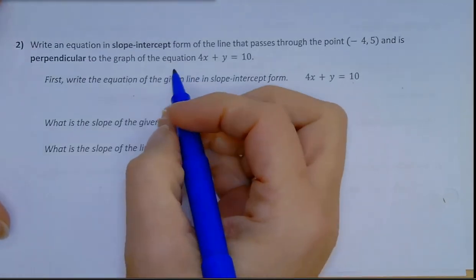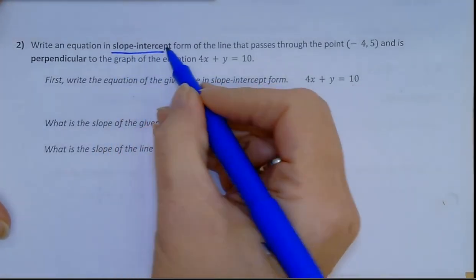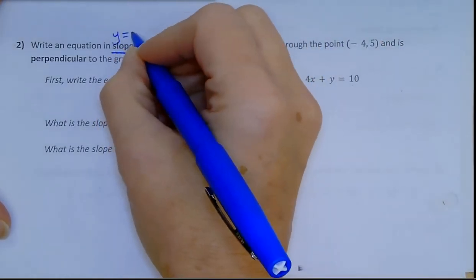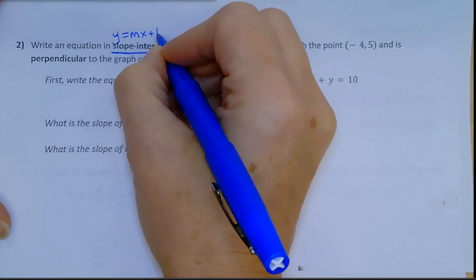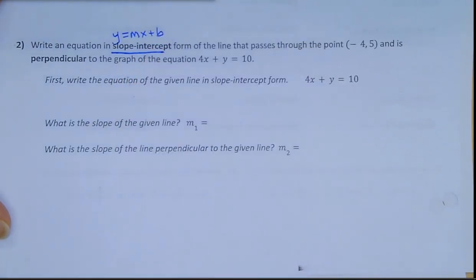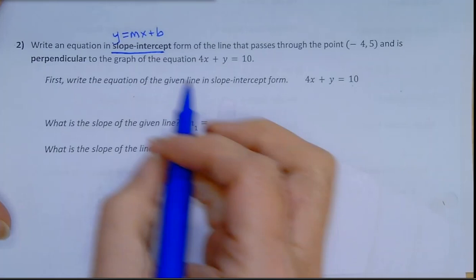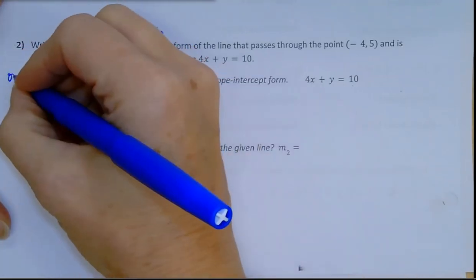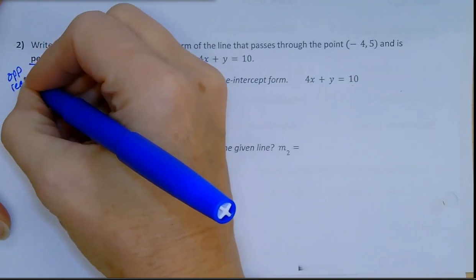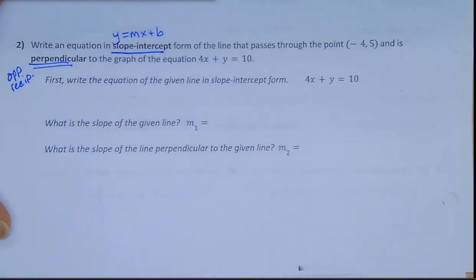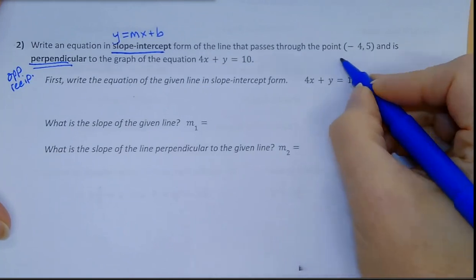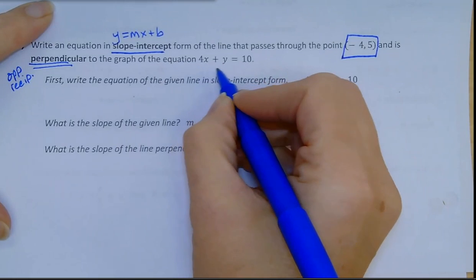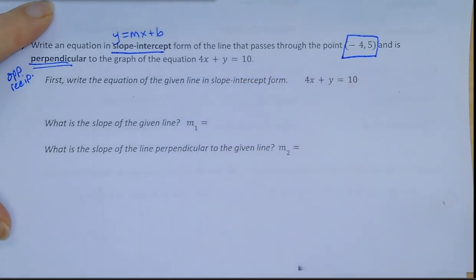So first, we know that we want to write our equation in slope-intercept form. So if you see that in a problem, go ahead and make a note of it. This is going to be y equals mx plus b form, slope and intercept. And we know that our line has to be perpendicular. So I know that the slope is going to be an opposite reciprocal in my new line, right? Okay, so I'm going to pass through the point -4, 5. And it's going to be perpendicular to the graph of this equation, 4x plus y equals 10.